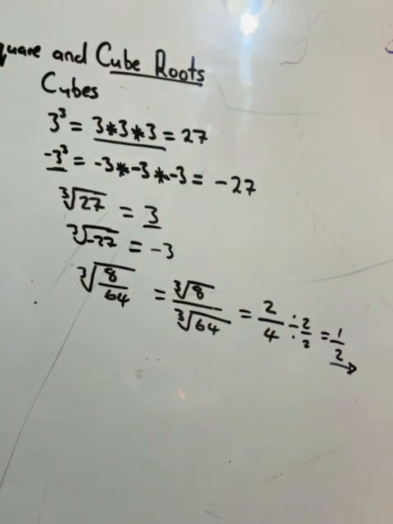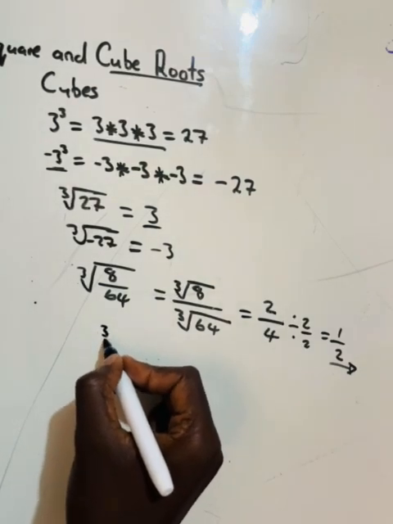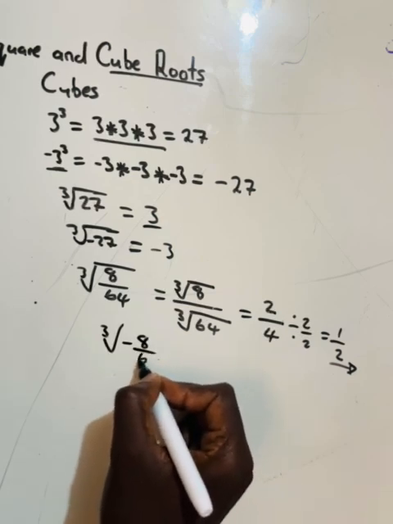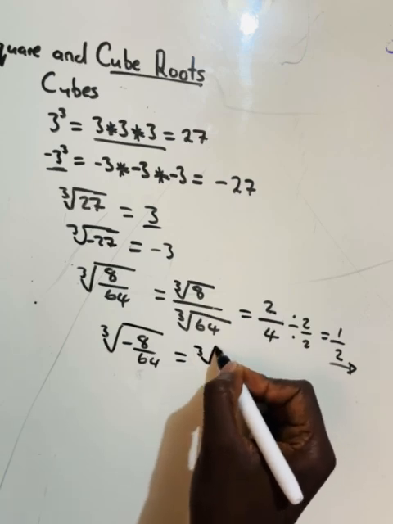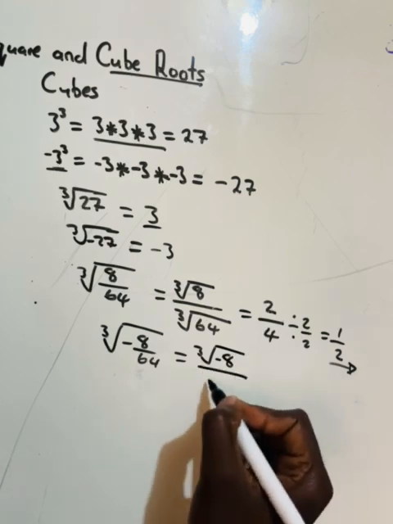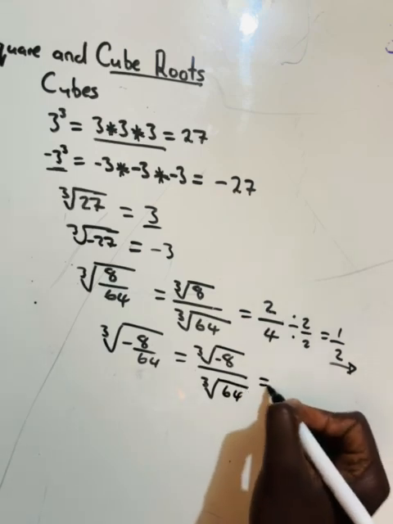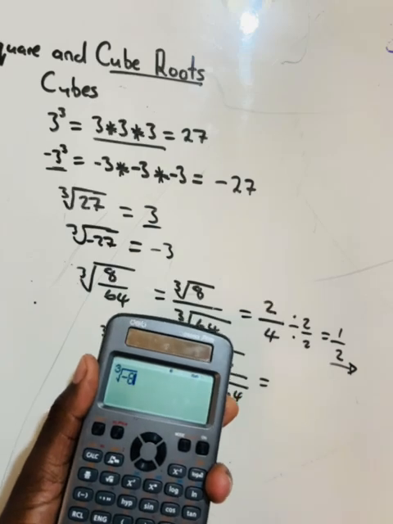All right. So this is the work of square and cube roots. Let's just do a last one. What if they said cube root of negative 8 over 64? It would mean that we've got the cube root of negative 8 all over the cube root of 64. And if we go ahead and say cube root of negative 8, what do we get?